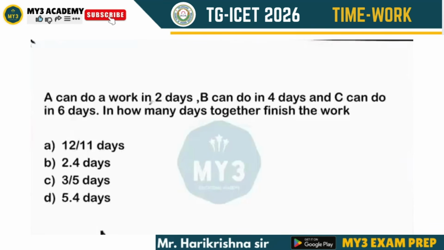If you observe the question here, A can do a work in 2 days, B can do the work in 4 days, C can do the work in 6 days. In how many days together can finish the work?